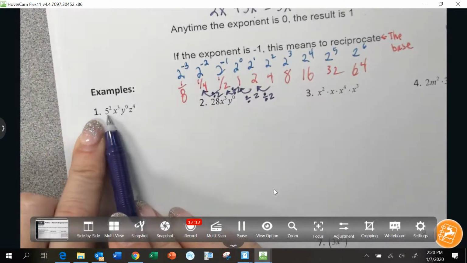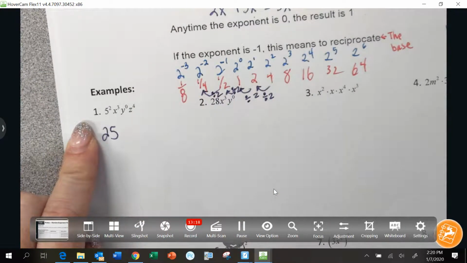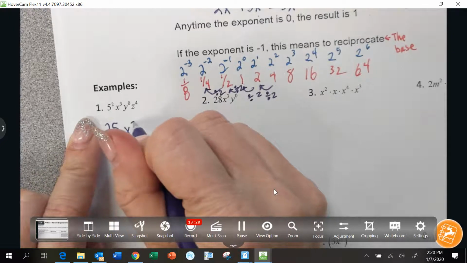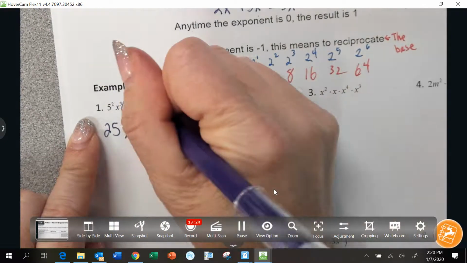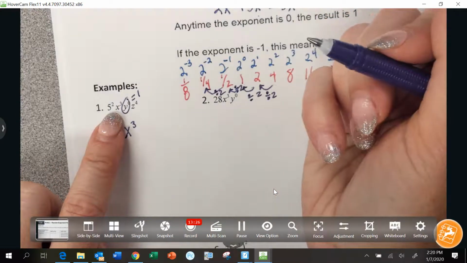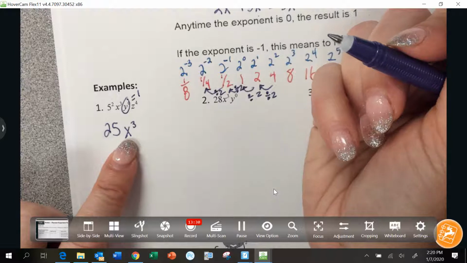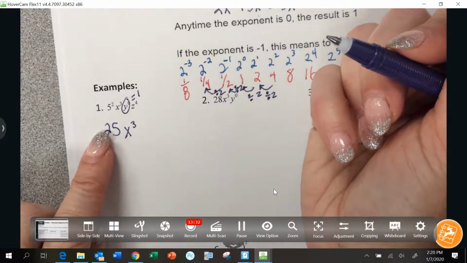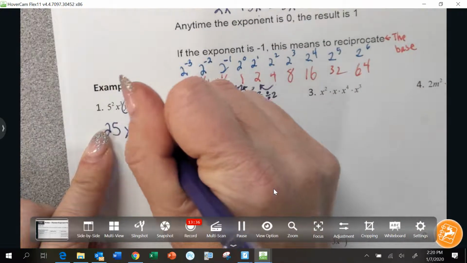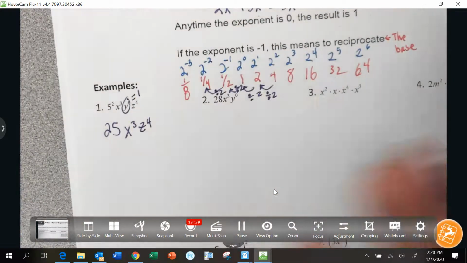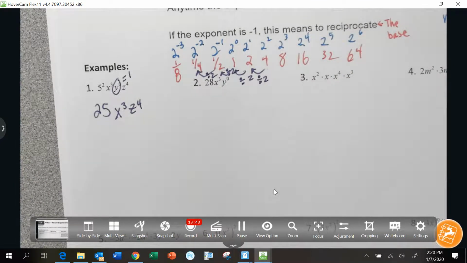So when I have 5 squared, that's my coefficient. And then x cubed, what's y to the 0? 1. Why is it x cubed? Because it's x cubed. Anything to the 0. Oh, cubed, sorry, my bad. Okay. And anything to the 0 power is 1, so if I multiply 25 times 1, I still have 25. And then z to the 4th. So when we're multiplying, we just put it all together. That's it. So you don't have the 1 part on there? We're multiplying. Oh, my God.